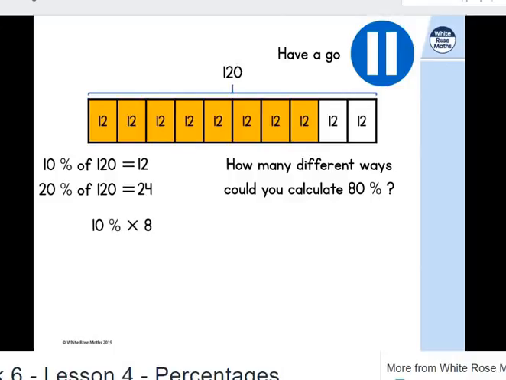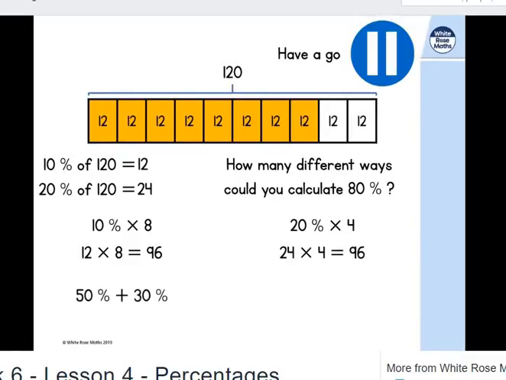Let's have a think. One way is that we know 10%, so I can multiply it by 8 to get 80%. So 12 times by 8 is 96. Similarly, I could have found 20%, which was 2 lots of 12, and multiply it by 4, which is 96. Another way was I know what half is, which would have been 60, add 30%, which would have been 96.